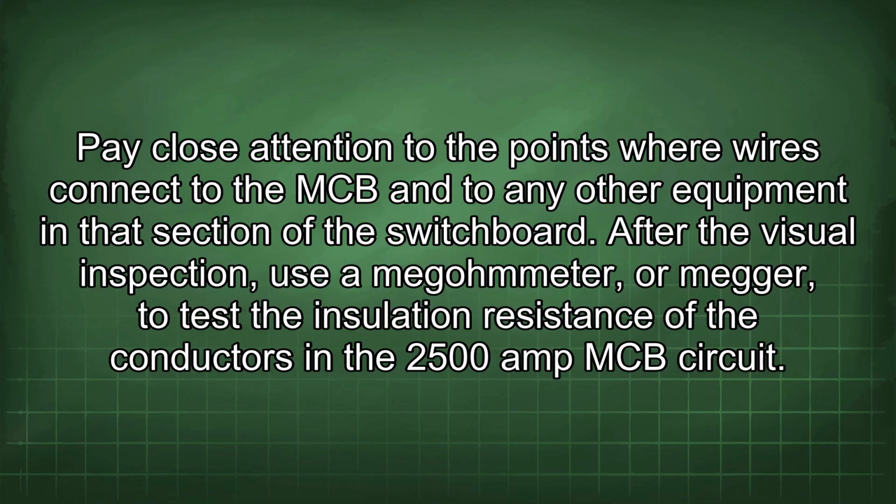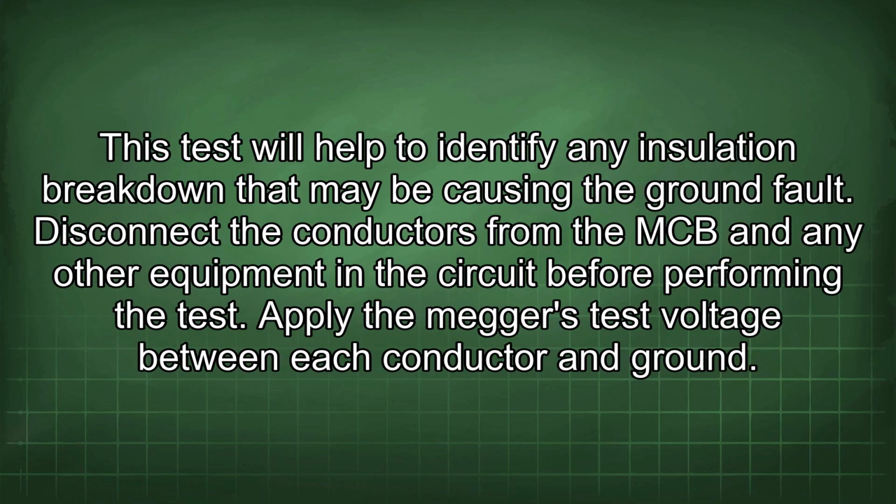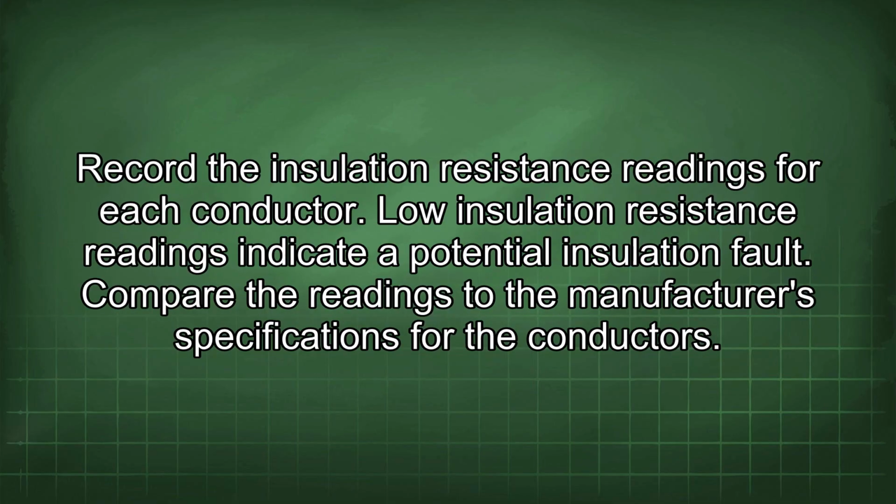of the switchboard. After the visual inspection, use a megometer, or megger, to test the insulation resistance of the conductors in the 2500 amp MCB circuit. This test will help to identify any insulation breakdown that may be causing the ground fault. Disconnect the conductors from the MCB and any other equipment in the circuit before performing the test. Apply the megger's test voltage between each conductor and ground. Record the insulation resistance readings for each conductor.